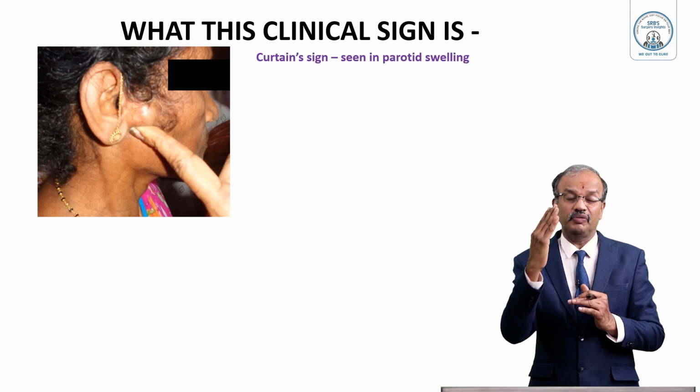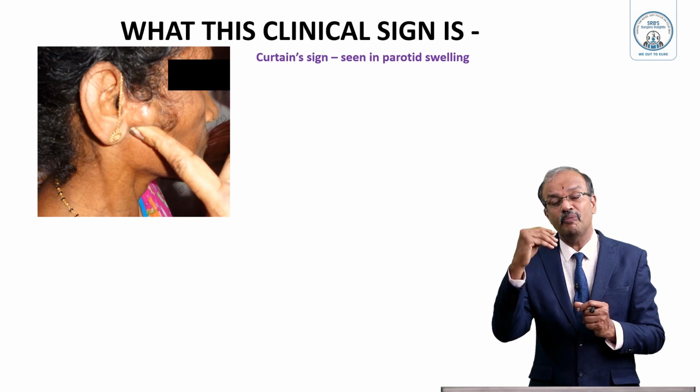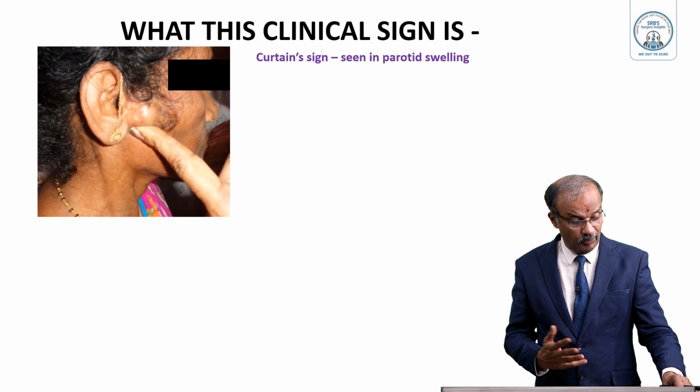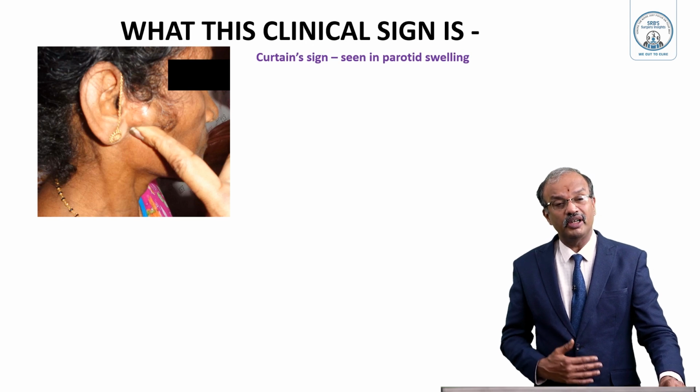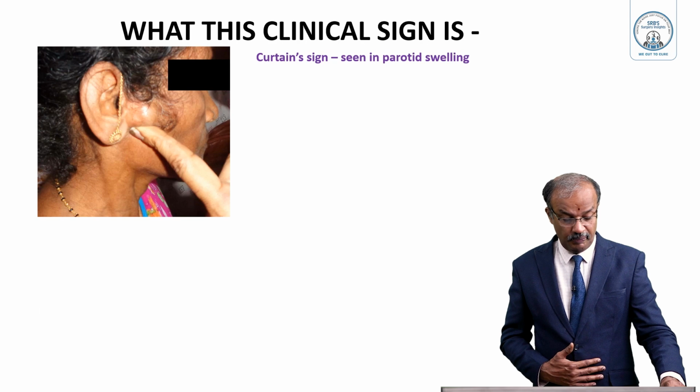The parotid sheath or fascia acts as a curtain, preventing the parotid swelling from moving upward above the level of the zygomatic bone. So that is the typically very popular curtain sign. If it is positive, that means the swelling is mostly from the parotid.